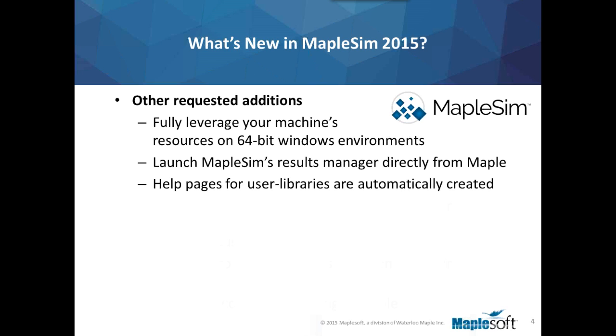In MapleSim 7, we had provided a results manager that allowed you to customize plots and save those plots in analysis for a MapleSim model. So we've improved that in 2015, and by customer request allowed you to call it directly from a Maple worksheet. Some of our users use Maple worksheets to interact with the MapleSim engine, and they requested that they could just save the results directly to that results manager and then launch it from Maple.